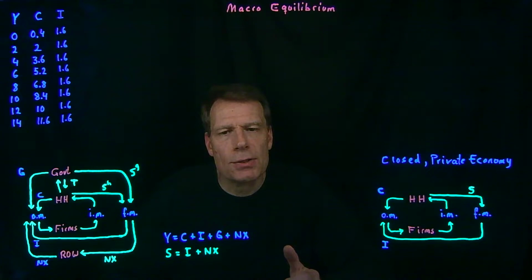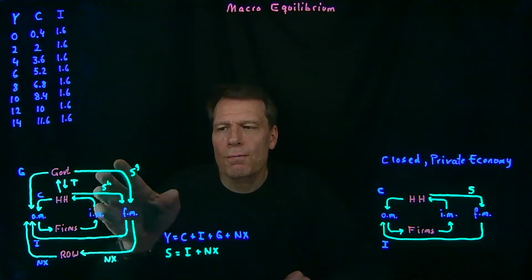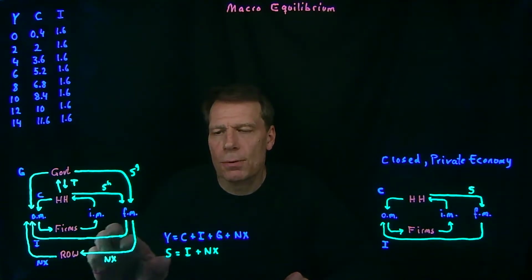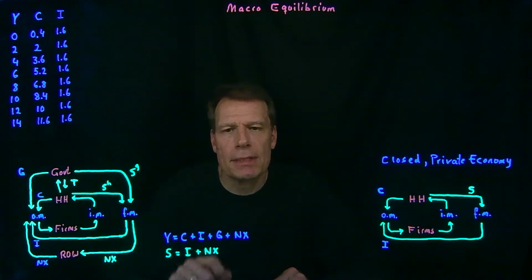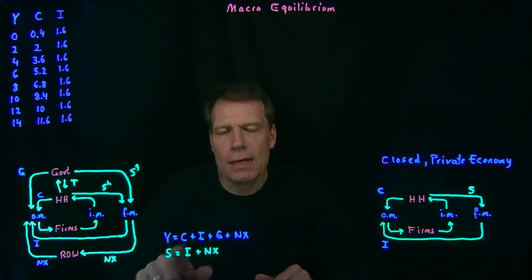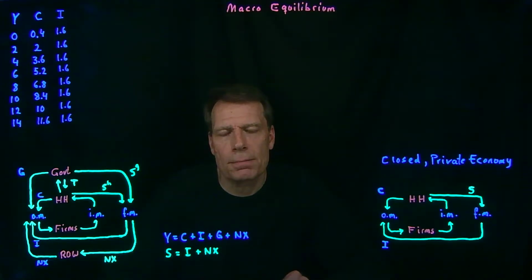The second equation emerged on the right-hand side of our diagram, where if financial markets are in balance, what flows into those markets must be equal to what flows out. What flows in is household savings and government savings, which together make up domestic savings. What flows out is investment and net exports.